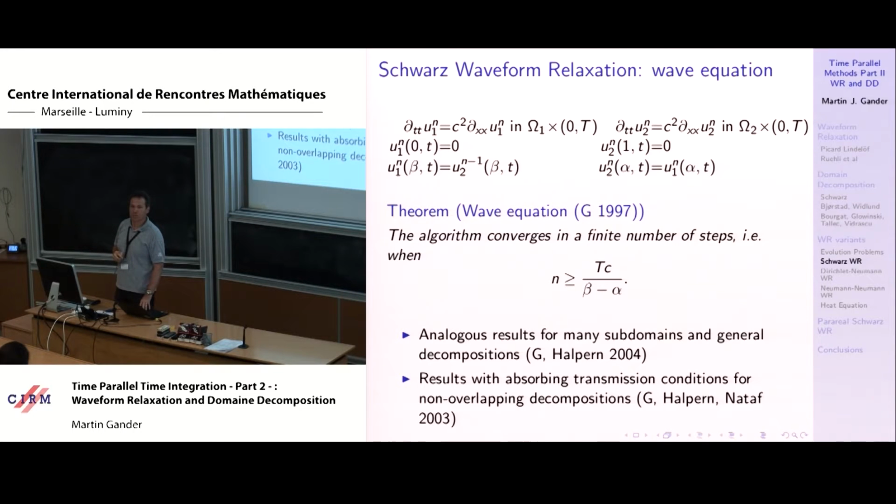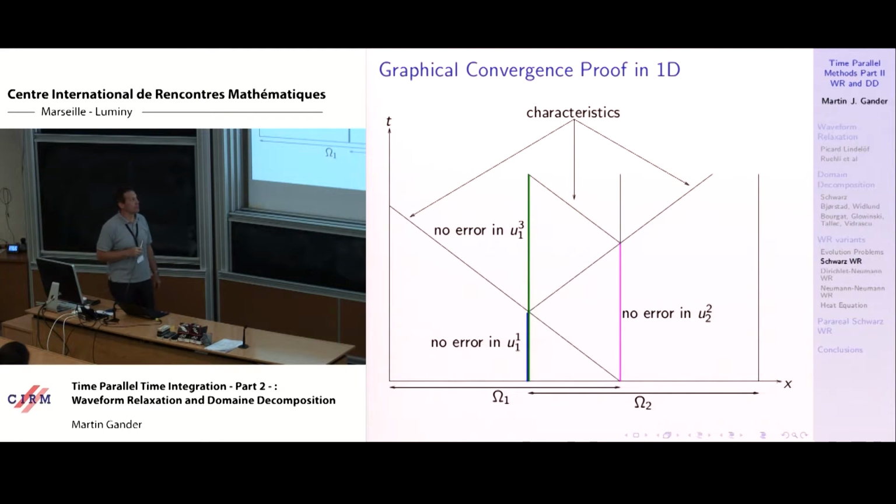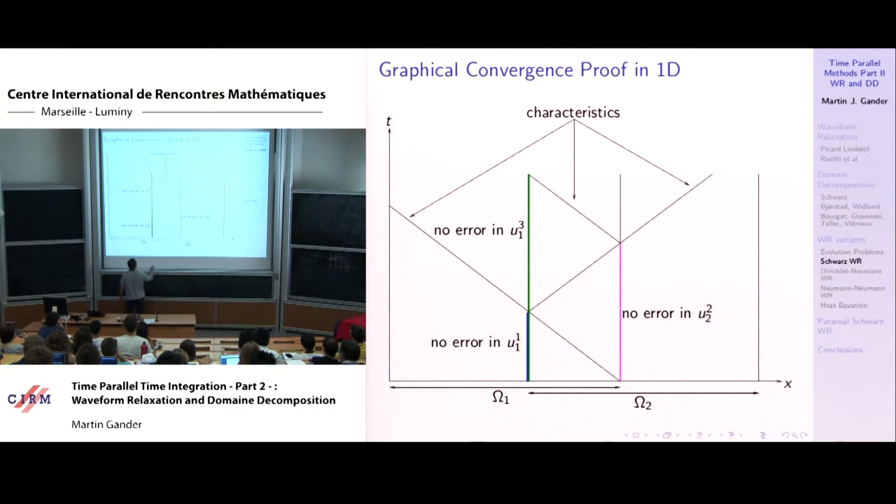I'd like to prove why it converges in a finite number of steps, and it's a drawing, the proof. So it's a hyperbolic problem, this wave equation. Hyperbolic problems have a finite speed of propagation. And so if I look at the first solve on omega 1 in space-time, I know the initial condition here, because it's given by the problem. I also know this boundary condition is given by the problem. The only thing I don't know is what should come from the other subdomain along this line. So along this line, in my first iteration, I'm going to have an incorrect value. Now, this incorrect value can only propagate at a finite speed into the domain. So as long as I'm below this characteristic, which is given by the wave speed of the equation, below here I have the exact solution.